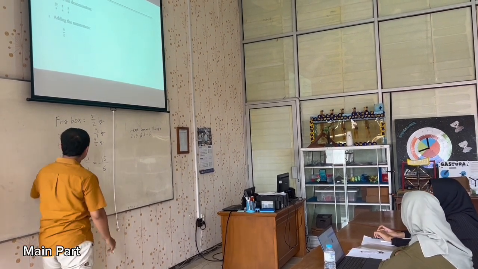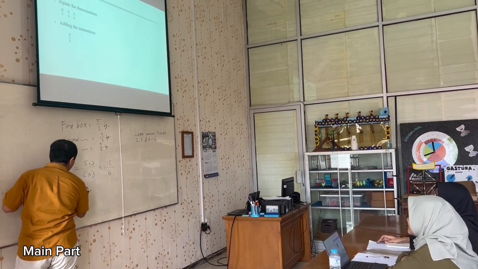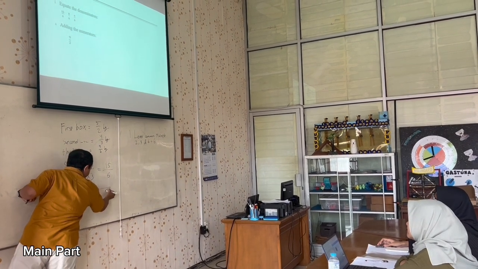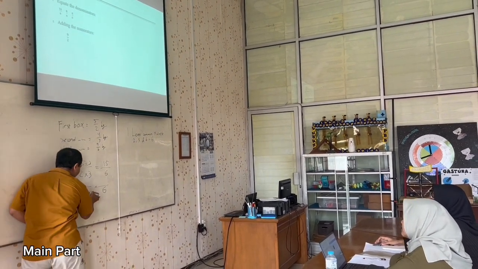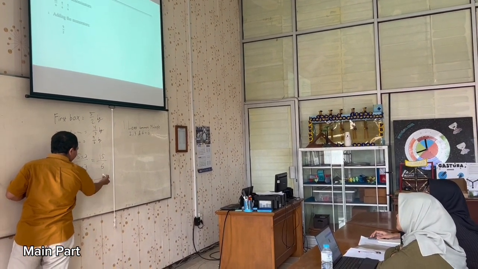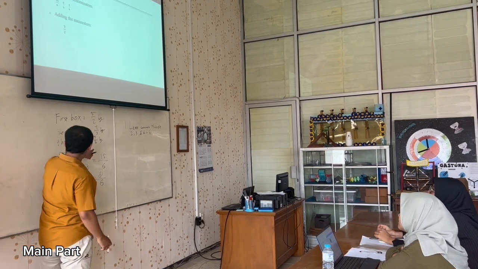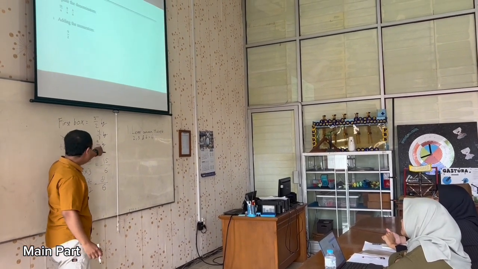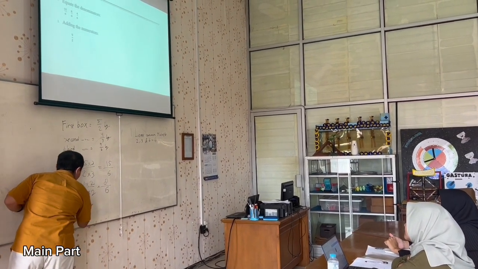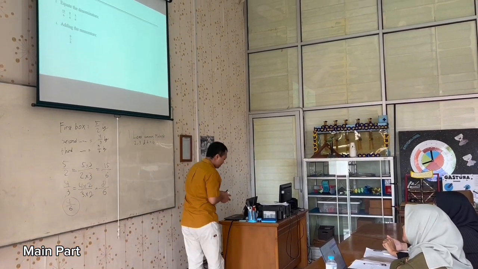Nice. Now the second box, 4 over 3. 3 times what equals 6? 2. The numerator is also multiplied by 2. The result is 8. Now the third box, 4 over 6. So we don't have to change it, because the denominator is already 6.